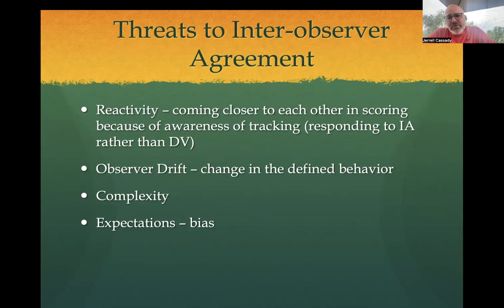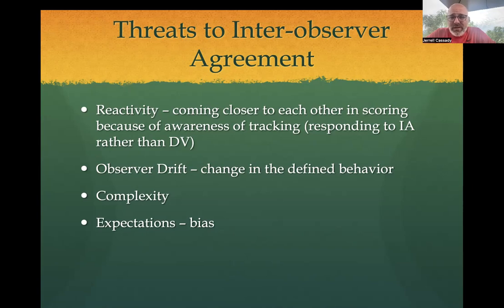Threats to inter-observer agreement. Real quickly, these are ways that your inter-observer agreement, when you have two judges looking at something, can break down. And these are the ways to kind of build into your training and your research process to make sure that we all agree on what's happening.